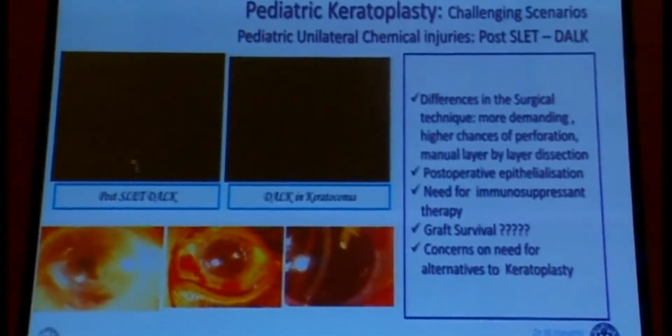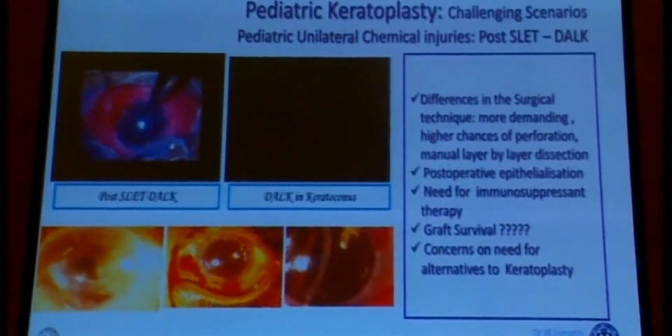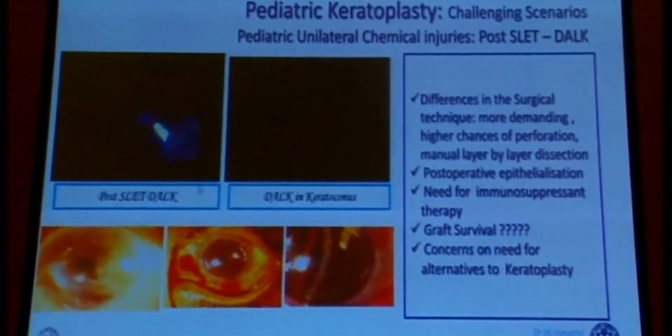When you look at doing manual DALKs for post-chemical injuries, that's a difficult scenario, a totally different scenario, because you'll never be able to achieve a big bubble DALK in these patients. The manual layer by layer dissection is probably going to work out better for these. You also remember that these are scarred corneas, scarred ocular surfaces. The surfaces have been reconstructed with amniotic membranes, with SLET procedures, and the cornea is thin and opaque in most cases. So you cannot afford the luxury as you would do a manual DALK in clear corneas as in keratoconus.